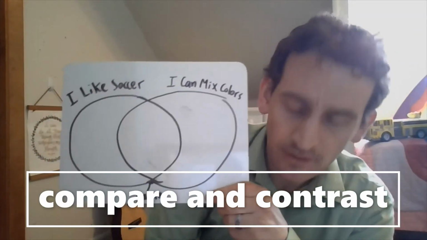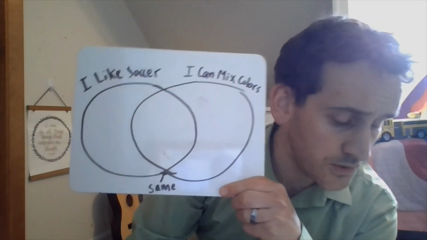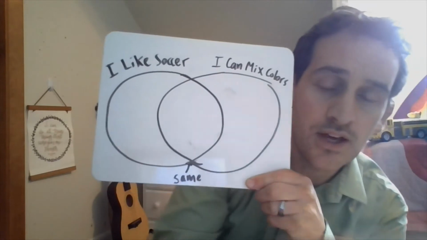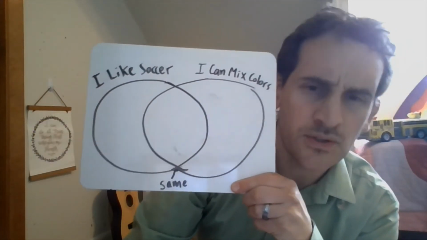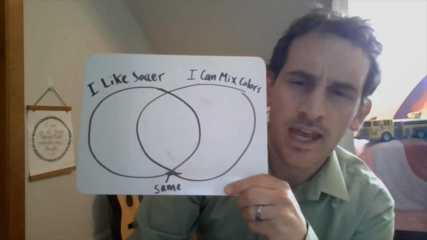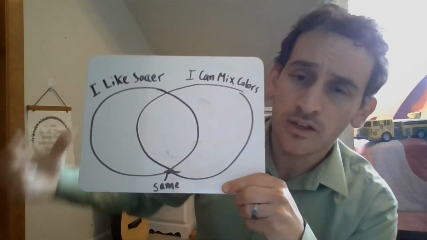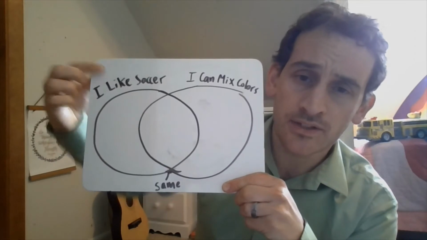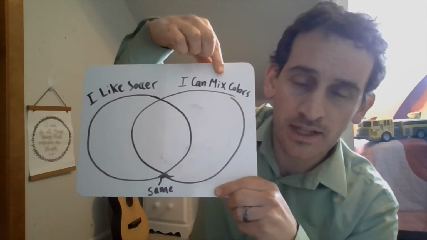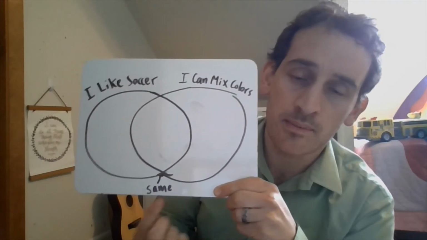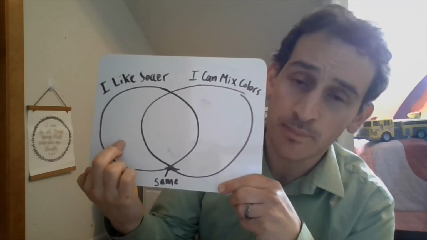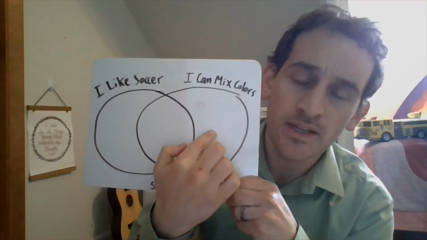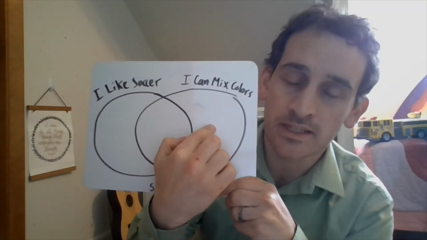Let's talk next about digging a little deeper into this story. We're going to compare I Can Mix Colors with a story that we've previously read, which is I Like Soccer. Now, I wonder how these stories could be the same and how they could be different. You can see on this side I've written I Like Soccer, and then I've written I Can Mix Colors, and then down here I've written the same. That's because in this space, this is just what happens in I Like Soccer. In this space, it's just what happens in I Can Mix Colors.